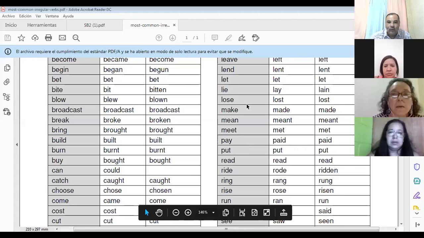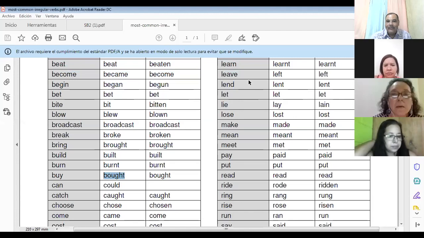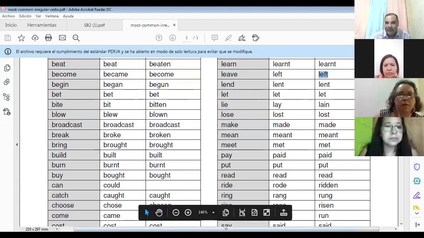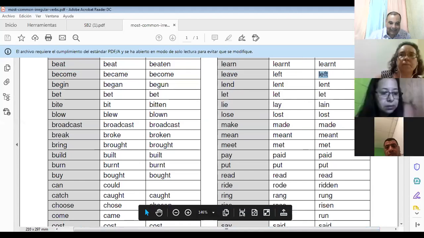So I need the verbs right here. So leave. I'm going to look for leave. Where is leave? Right here. Can you see it? Leave. What is the past participle? The past participle is left. Is that clear? Remember, these are the past participle of the verb. What is the meaning of leave? Do you know? Hello? Do you know what is the meaning of leave? Partir. So we're gonna go to the exercise.